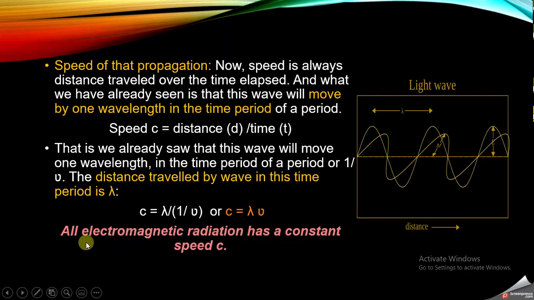It is important to note that all electromagnetic radiation have a constant speed c, which is equal to 3 into 10 raised to the power 8 meter per second. And we will see how they all have the constant speed. Some light or some electromagnetic radiation have higher wavelength, but they have the lower frequency. The others have higher frequency, but they have the lower wavelength. And that's why this term, the c, that is the speed of electromagnetic radiation, remains constant.